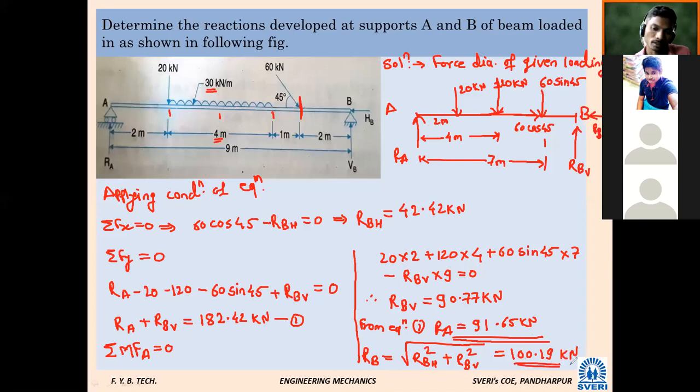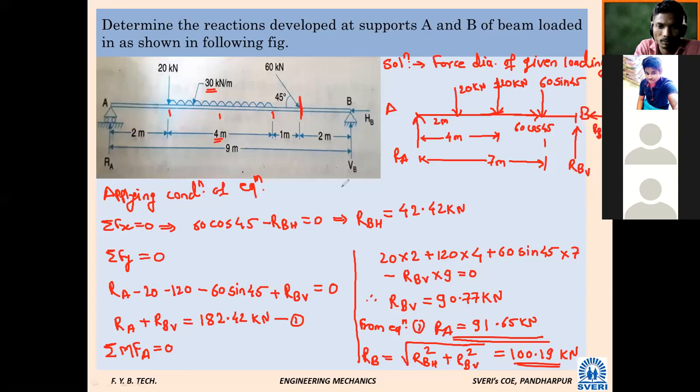100.19 kilonewton is the correct answer. So there is nothing else we want to find, very simple, only your calculation, sign convention and resolution, finding out distances. Your question paper will not be complete without such problems. Minimum one to two such problems will be there.